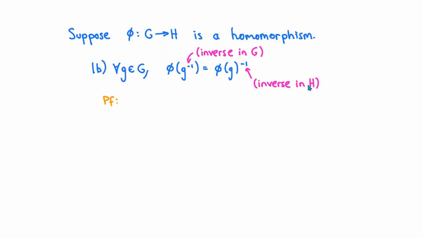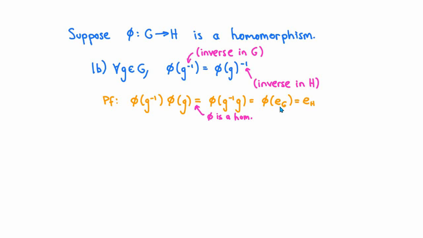In order to prove this, let's think about what happens when we multiply together phi of g inverse times phi of g, and we want to show that the product of these two quantities is the identity in H. Because phi is a homomorphism, phi of g inverse times phi of g is the same as phi of g inverse times g. But that's just phi of the identity element in G, and we already know from part 1a that that's the identity element in H. Now we're done, because by basic properties of groups, this implies that phi of g inverse is equal to phi of g inverse.